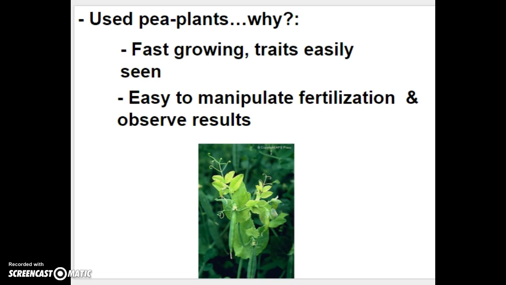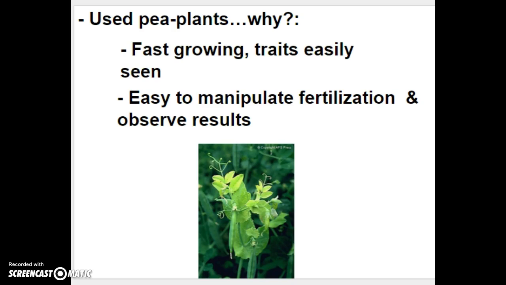And you can tell a pea plant to mate, essentially, with another pea plant. So you can manipulate fertilization. You can self-fertilize pea plants. You can also cross-fertilize them. And the pea plant isn't going to say one thing to the experimenter one way or the other because they're a plant.